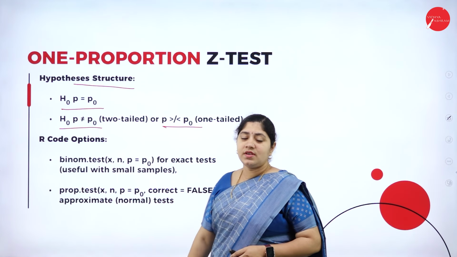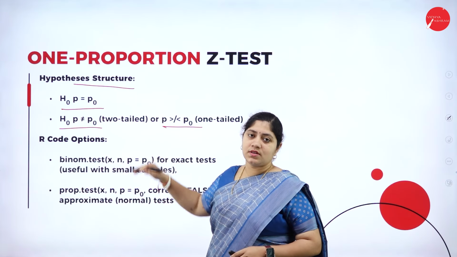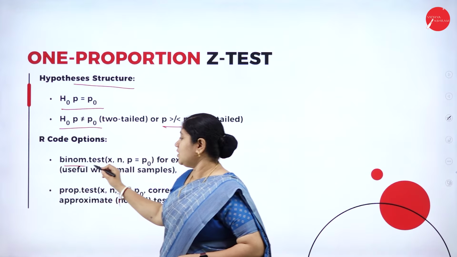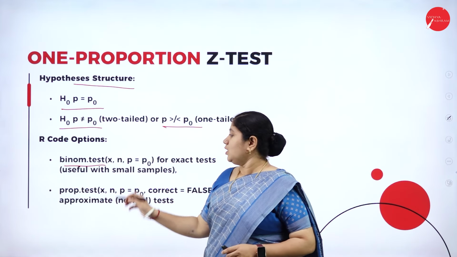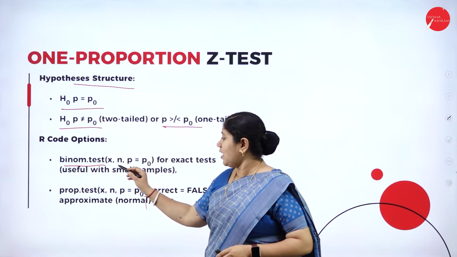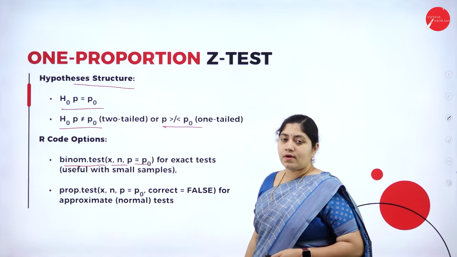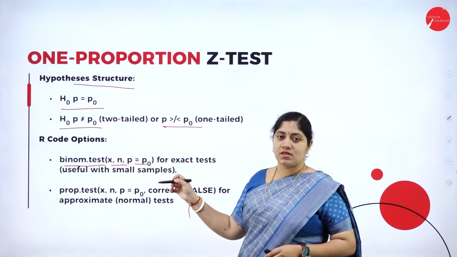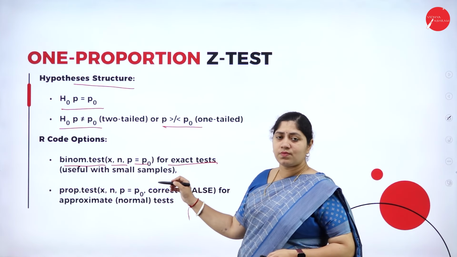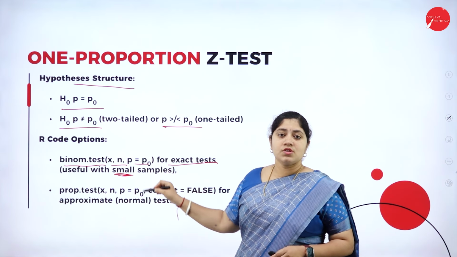Up next, let's see a few of the R code options through which we can carry out this one proportion Z test. binom.test is used to define our one proportion test, where we define x and n, the number of samples, followed by p equals p0. We assign p the value p0. This is an exact test, useful with respect to small samples. Please note, it is useful with respect to small samples.